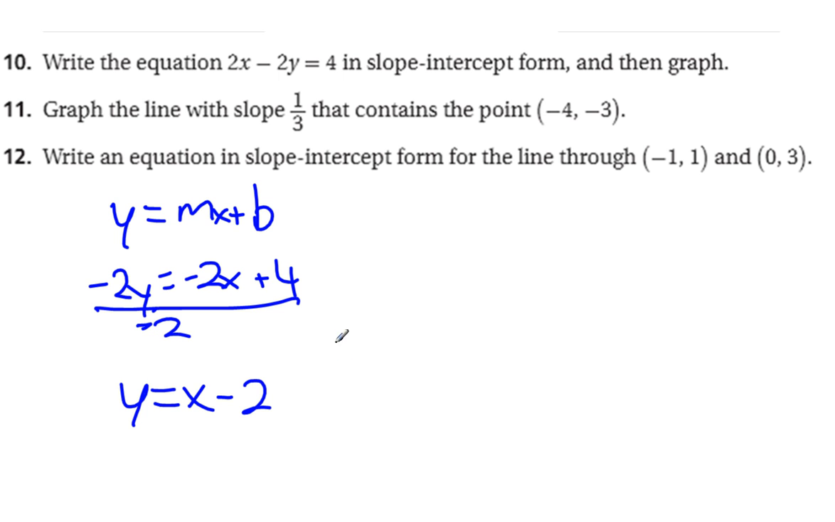Okay, if you wanted to graph that, when x is 0, y would be negative 2. When x is 2, 2 minus 2 is 0. So we get a graph that looks kind of like that.